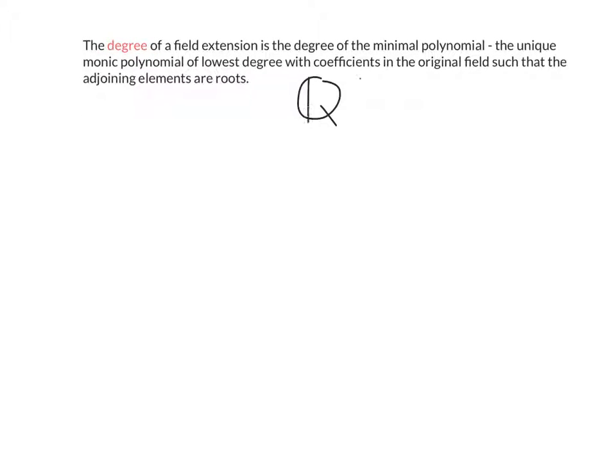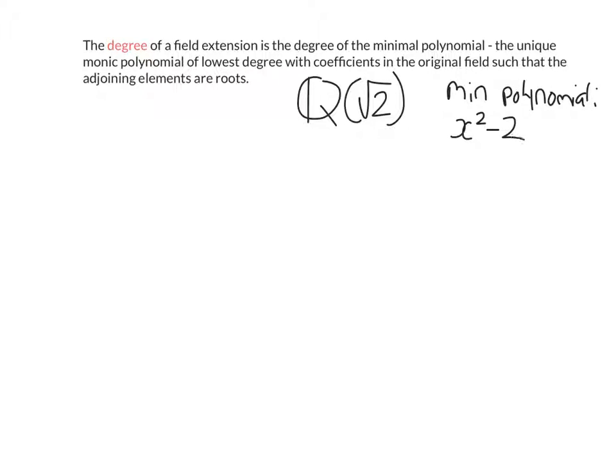So let's look at our example of Q with root 2 adjoined. So the minimal polynomial, we want the polynomial with rational coefficients. We want root 2 to be a root of this polynomial. And we want it to be the polynomial of lowest degree that satisfies this. So the minimal polynomial of Q root 2 is actually just going to be x squared minus 2. So let's call that f(x). Okay. So, why is this the minimal polynomial?